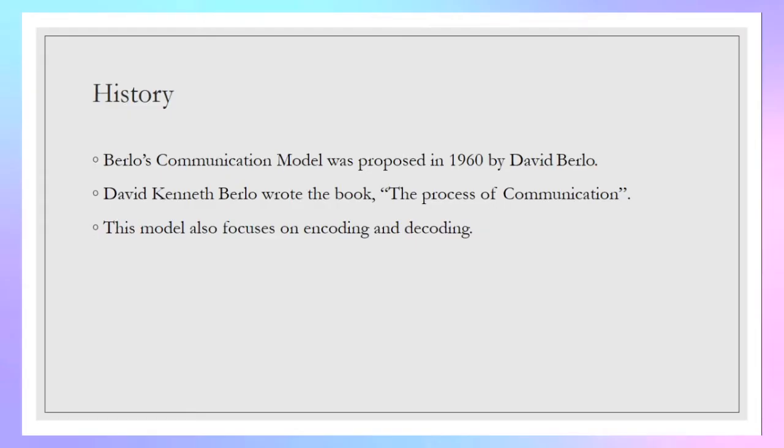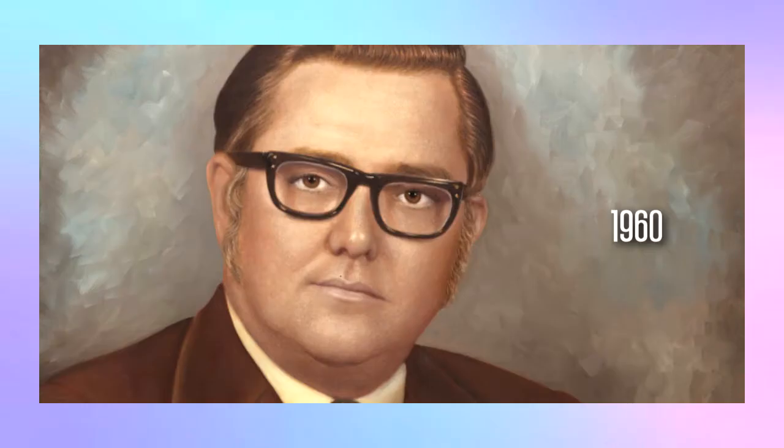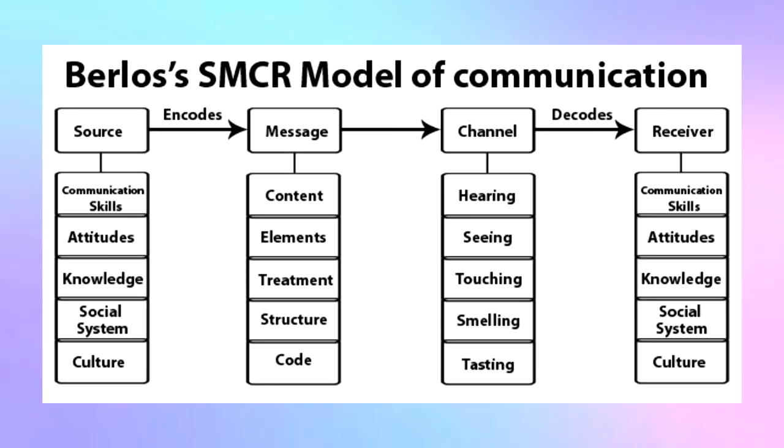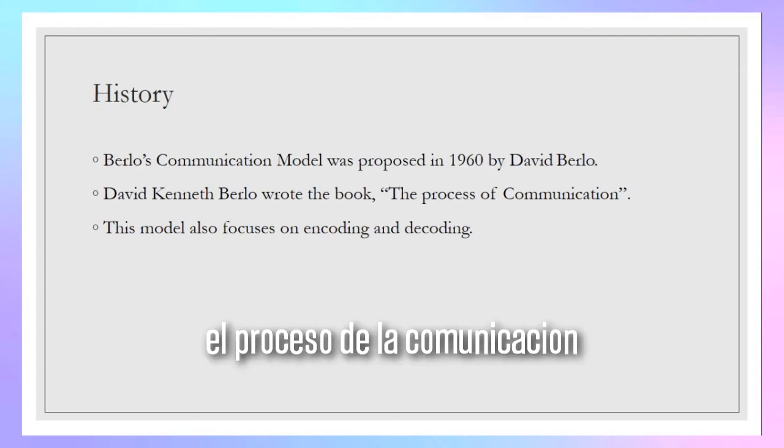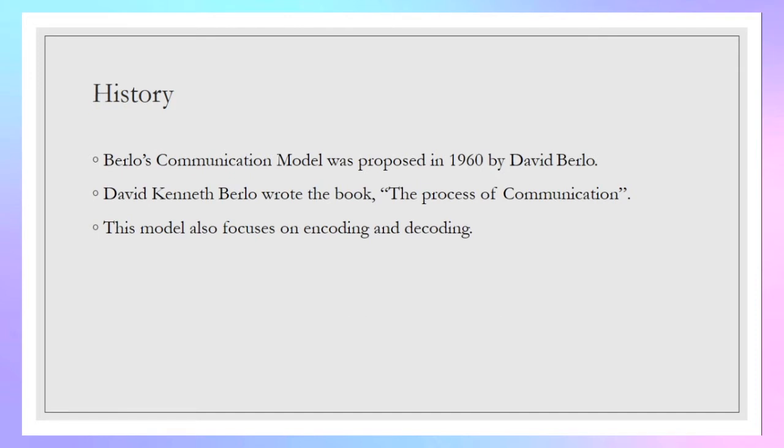History. Berlo's communication model was proposed in 1960 by David Berlo. So in the year 1960, David Kenneth Berlo, an American communication theorist, created Berlo's communication model. He suggests Berlo's sender, message, channel, receiver or SMCR model of communication in the year 1949. David Kenneth Berlo wrote the book The Process of Communication. In his book entitled The Process of Communication or El Proceso de la Comunicación, it mainly focused on the objective and purpose of communication which he developed from Claude Shannon and Warren Weaver's mathematical model.